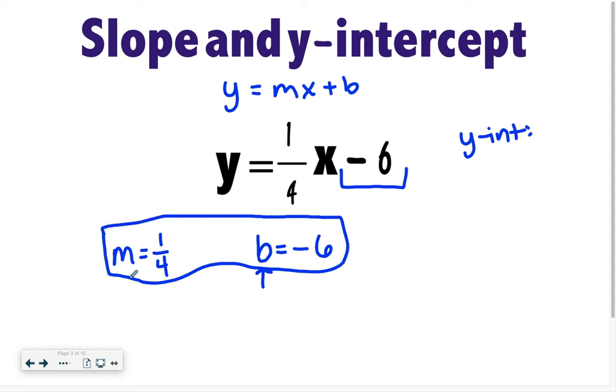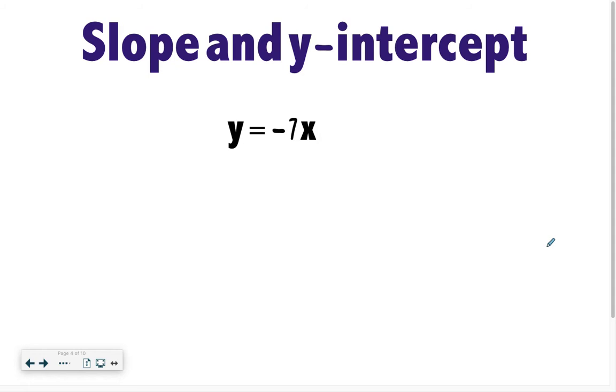Make sure you label them with m and b. Don't just write down the numbers on your paper. If I see that, that tells me that you know that those numbers are important, but it doesn't tell me that you know which one is slope and which one is the y-intercept. So make sure you label.